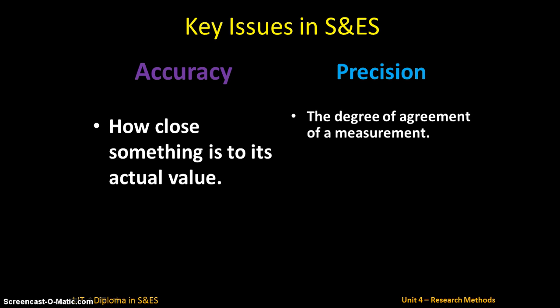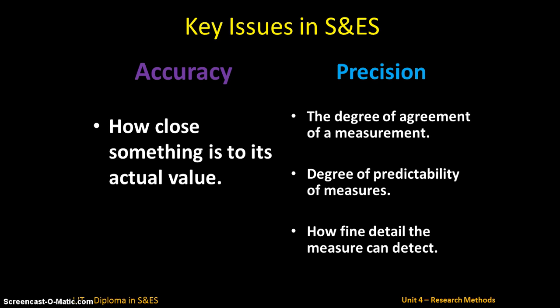Precision then, a little bit harder to explain. The degree of agreement of a measurement, so the sort of similarity of measures. And this is really quite closely linked to reliability. And there's an image in a minute which might make it visually a bit clearer for you. So if something is measured and gets the similar results each time you measure it, it becomes quite predictable.